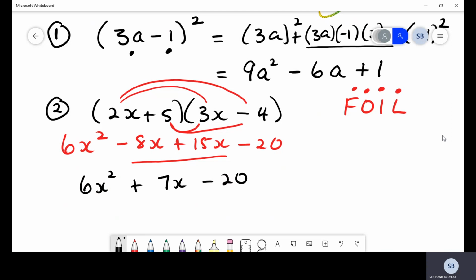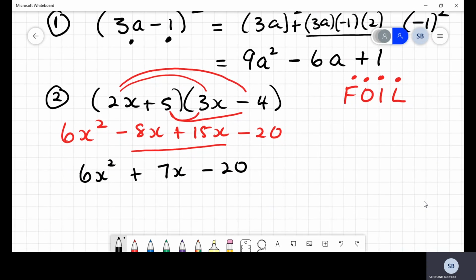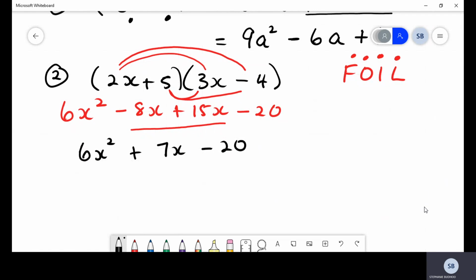Guys, the FOIL method always ends up producing 3 terms when you have questions like this. It's worth remembering that fact. So in the exam, if you end up getting something a little bit different, you can double check your answer.